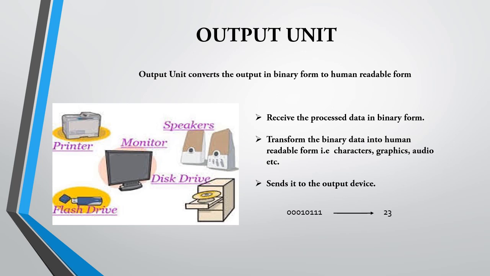The second output device is printers. Printers are devices that deliver information by means of printed characters on paper. Next one is speakers. Speakers receive the sound in the form of electric current from the sound card and then convert it into sound format audible to the user. So the definition for output unit is: the output unit converts the output in binary form to human readable form.